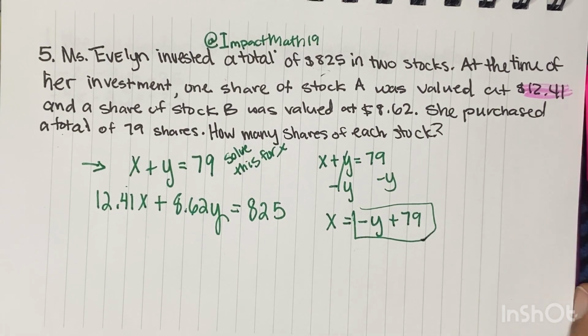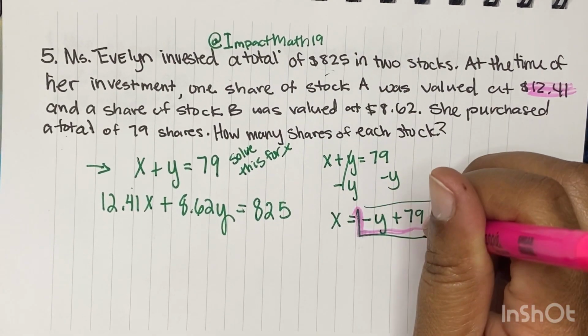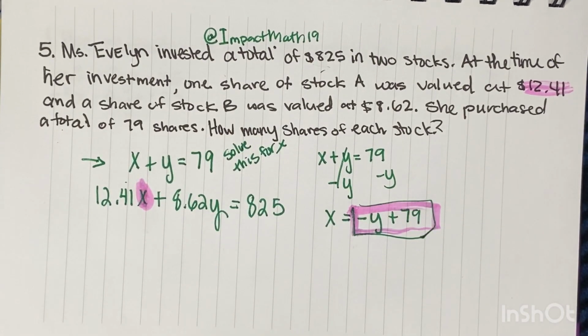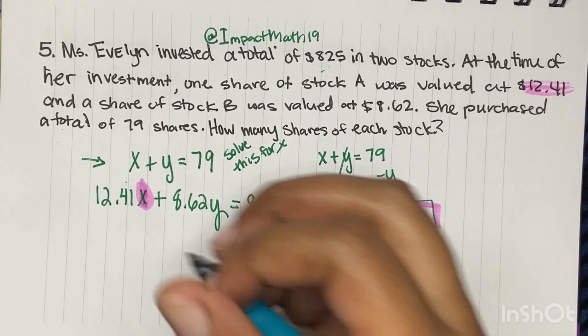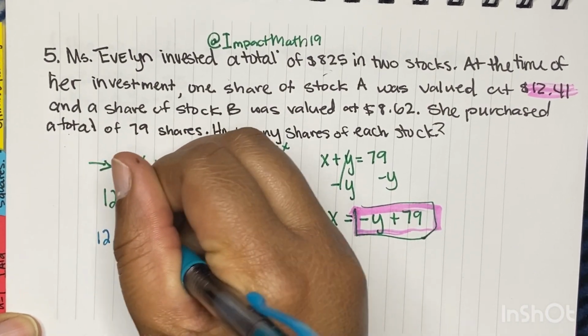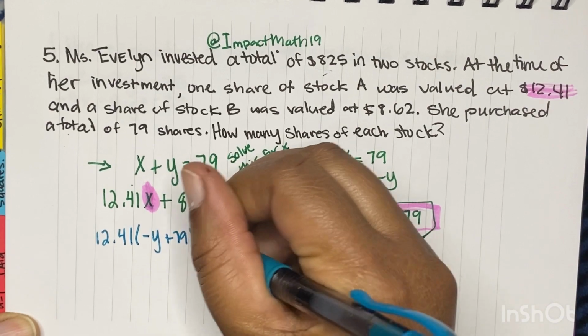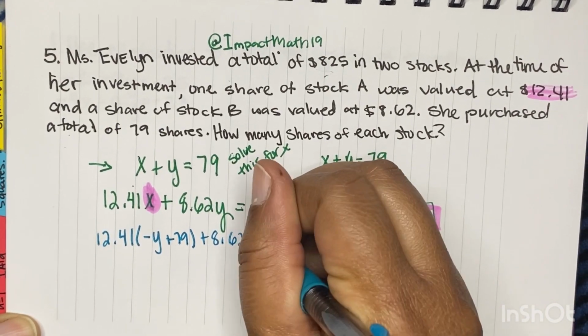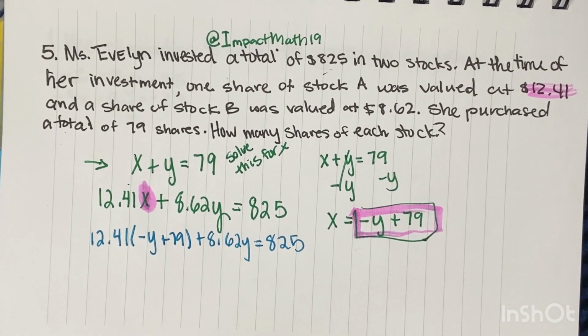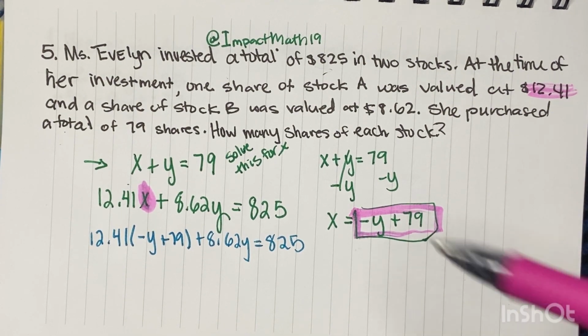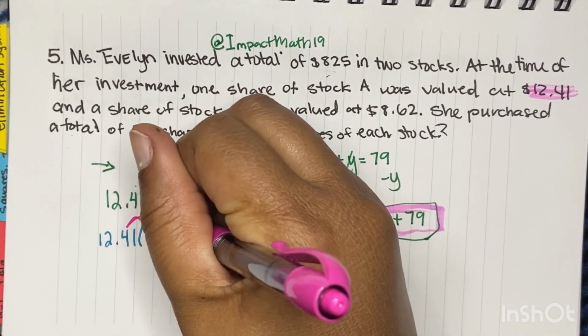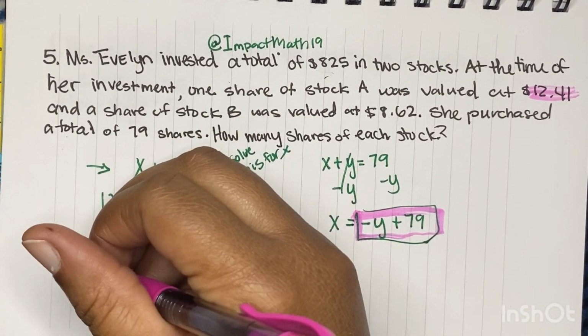All right, so now I know what I'm going to plug in. I'm plugging this into my second equation. So it's going to replace that. So I'm going to get 12.41 times negative Y plus 79, plus 8.62Y equals 825. Okay. And whenever we have a number attached to a parenthesis, that tells us that we have to distribute. So we're going to multiply here and here.